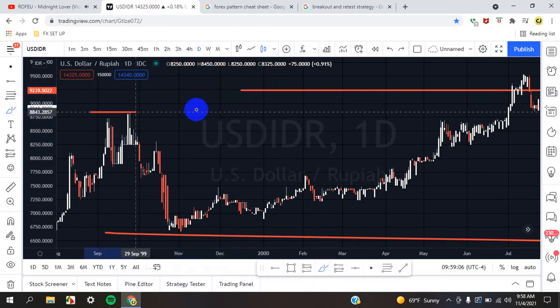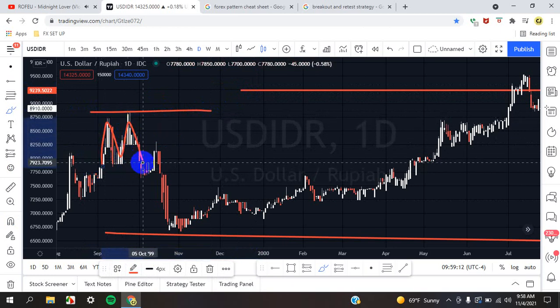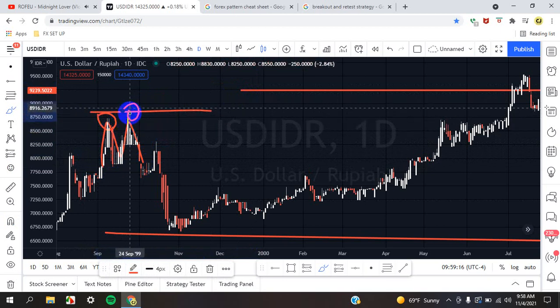We got a pattern here. What pattern is that? Market pushed up to a high, came back down, pushed up twice, came back down. That's a pattern. That's the double top. So we know when we see double tops, markets are probably going to drop down. That's exactly what it did.